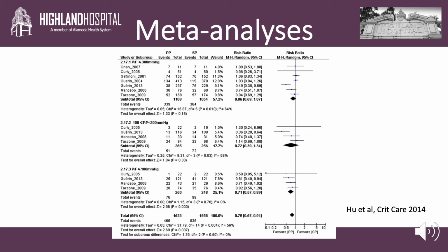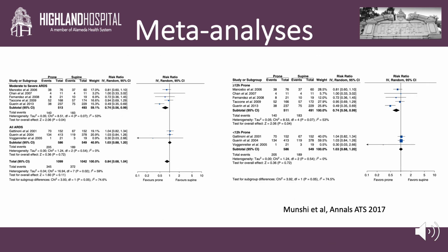So this is a study that was published in 2014, a meta-analysis stratifying by PF ratio. So in the top third, you see PF less than 300, middle PF between 100 and 200, and then at the bottom, PF less than 100. And you can see from this plot that the effect is really strongest in patients with PF less than 100 and is most favored in those patients with severe ARDS.